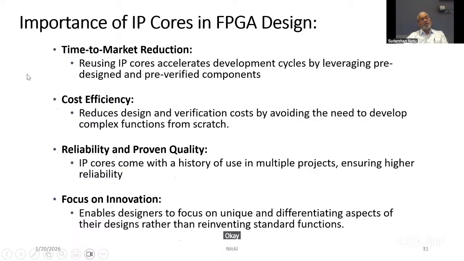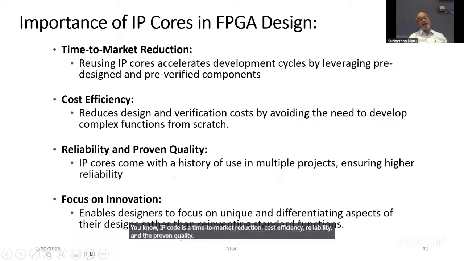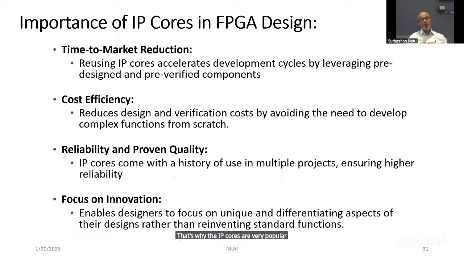Okay. So why is it important to consider IP cores? Time to market reduction, cost efficiency, reliability and proven quality. That's why IP cores are very popular. I don't want to do the same IP core again and again, and I don't want to reinvent the whole wheel, right? The cost efficiency I can take care of, because I can reuse your IP cores even at my end. It's like a company provides certain building blocks and people can utilize them multiple times. That's why it is important to design an IP core in FPGA building blocks.